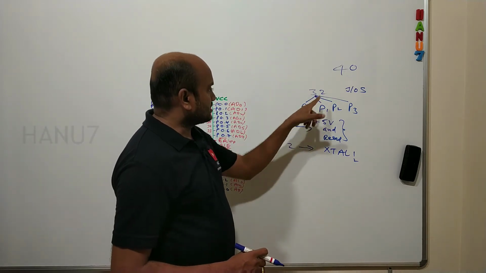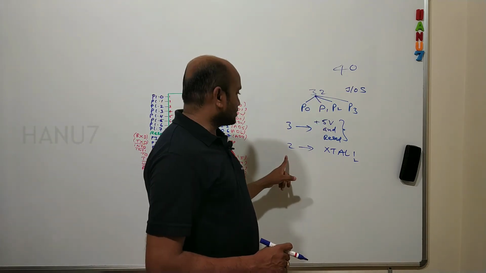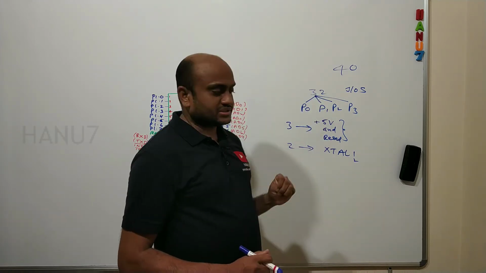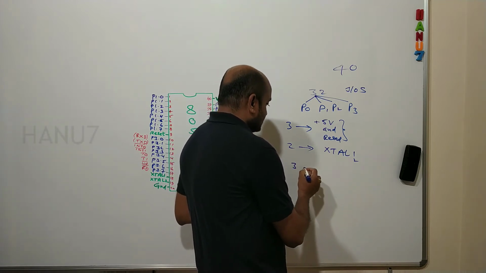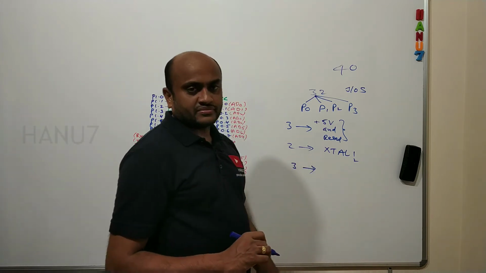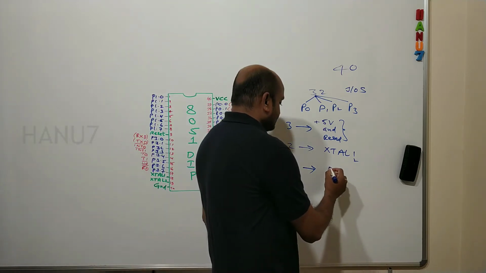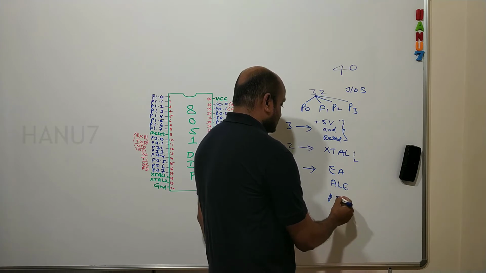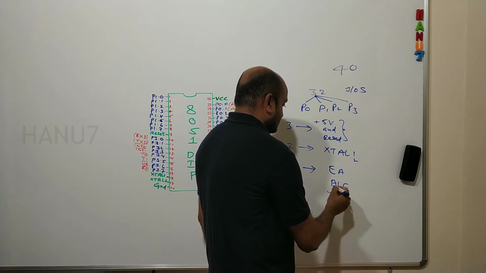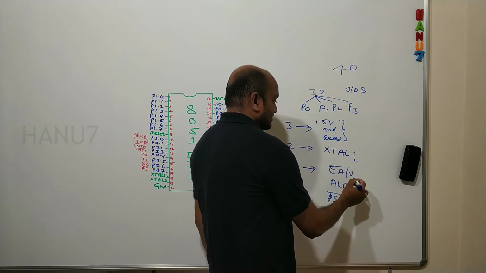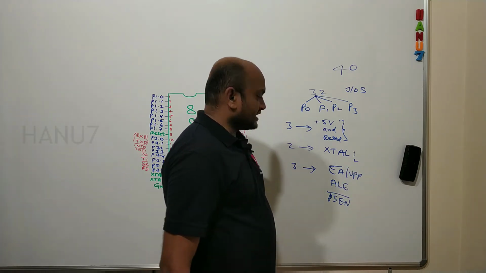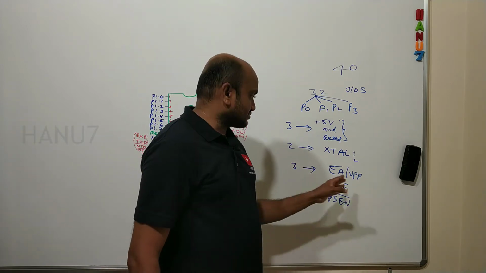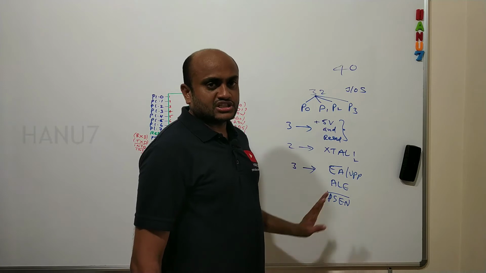So how many are over? 32 plus 3 plus 2, total 37 pins. So we are left with only 3 pins. Those 3 pins are called special pins of the 8051. One is EA bar / VPP, another is ALE, and the third is PSEN bar. These 3 are very important pins. I will explain in the pin diagram what the use of these 3 pins is.